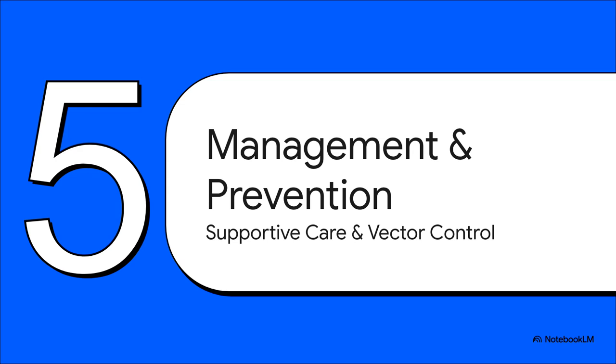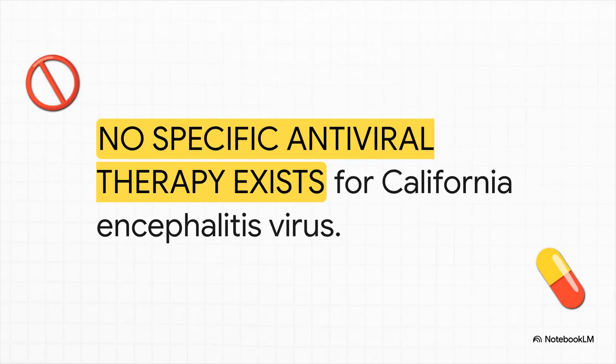Okay, so let's say we've used these new tools and we found it. We've got a diagnosis. What happens next? Let's talk about management and, maybe even more importantly, prevention. Let's just be blunt about this. There is no specific effective antiviral drug for California encephalitis virus. And that stark reality makes a fast, accurate diagnosis even more vital. Not to pick a drug, but to guide supportive care and, crucially, to rule out all the other causes of encephalitis that we can treat.